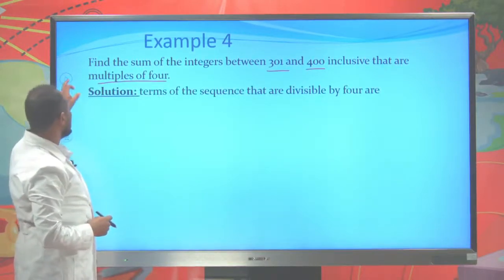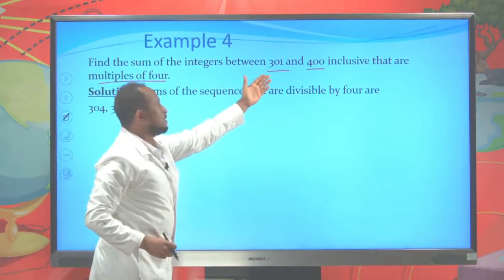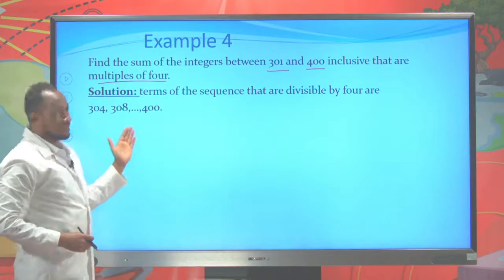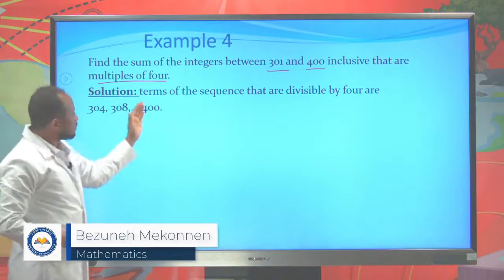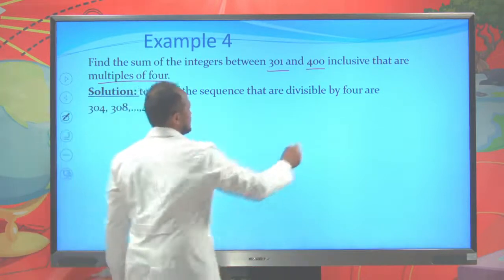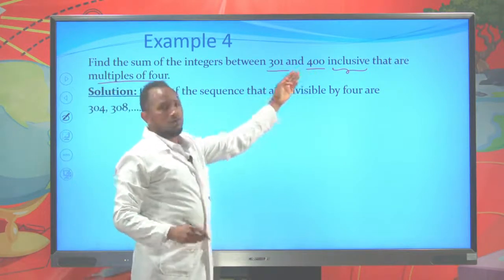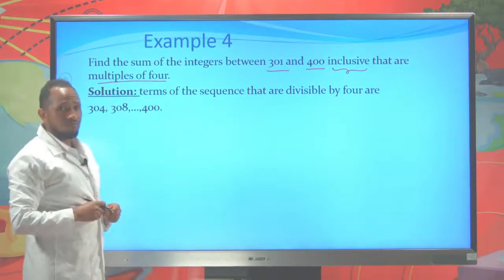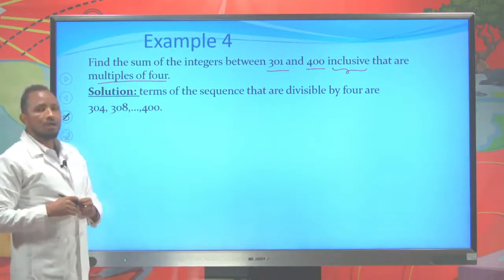So the terms of the sequence which are divisible by 4 are, the first term which is divisible by 4 in this interval is 304. 301 is not divisible by 4. So the number next to this, the number which is divisible by 4, is 304. The next one is 308, and it goes on up to 400. We included 400 here. The question says it is inclusive. We can include 301 and 400, not only the numbers which are found between these two. But 301 is not a multiple of 4, so we exclude that. So the terms of the sequence are 304, 308, and so on up to 400.